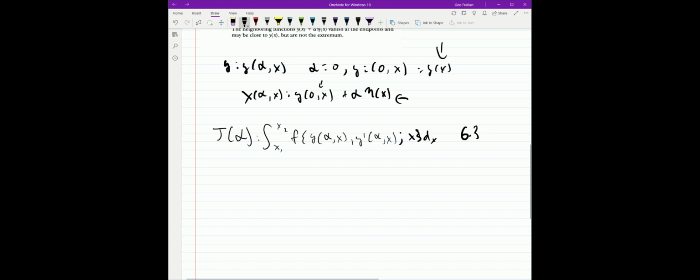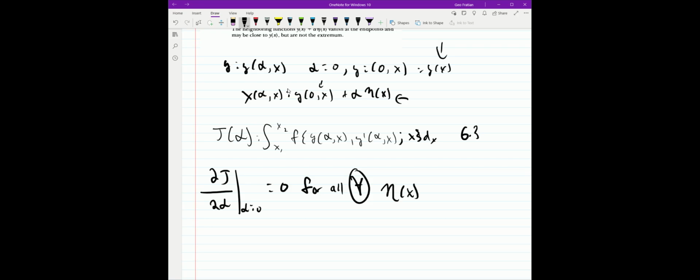Okay, and now the condition that the integral has a stationary value, in other words, that an extremum exists, occurs when the partial derivative of j with respect to alpha, when alpha is equal to 0, is equal to 0, for all of the other functions. That's the for all symbol for math.